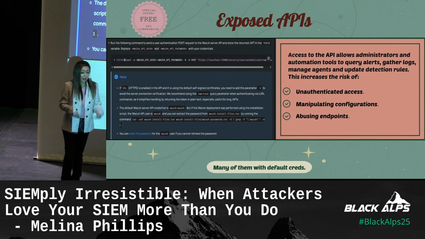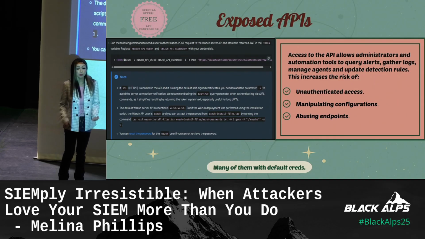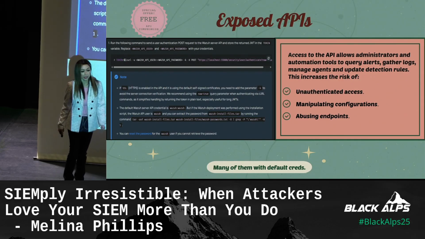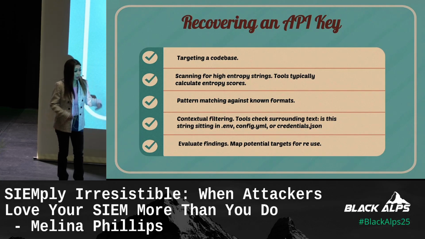So APIs are typically used because they make things a little bit easier for administrators to just maintain and basically check. But here's what happens. This kind of increases the risk of unauthenticated access, manipulating configurations, and abusing endpoints. Why? Because it's going to give us really good visibility of what versions you are running, the names of your usernames, the level of privileges.